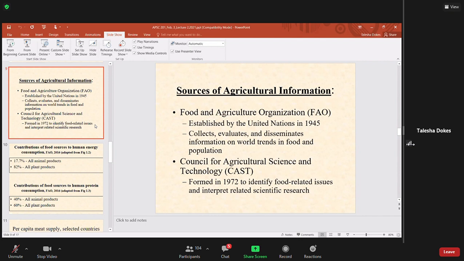So, sources of agricultural information: reliable sources where you can get credible information on what's going on in the agricultural world. The Food and Agriculture Organization was established by the United Nations in 1945. What they do is collect, evaluate, and disseminate information on world trends in food and its populations. Also, the Council for Agricultural Science and Technology, known as CAST, was formed in 1972 to identify food-related issues and interpret related scientific research.